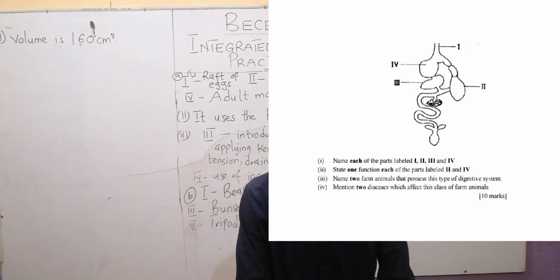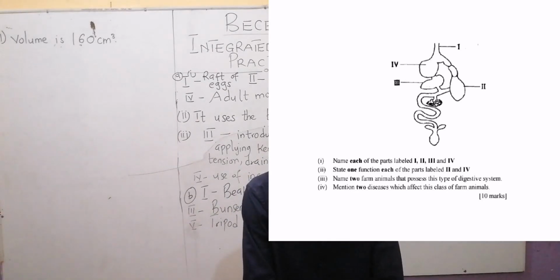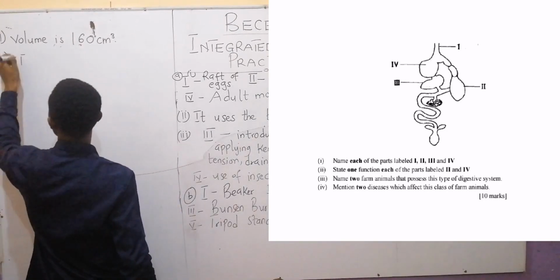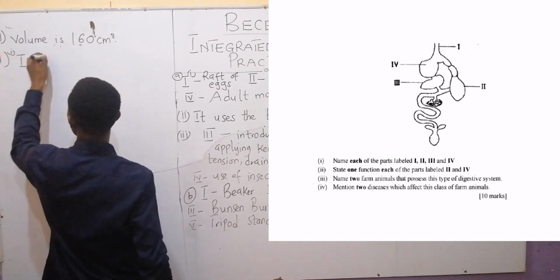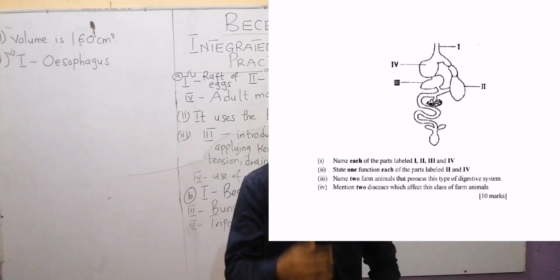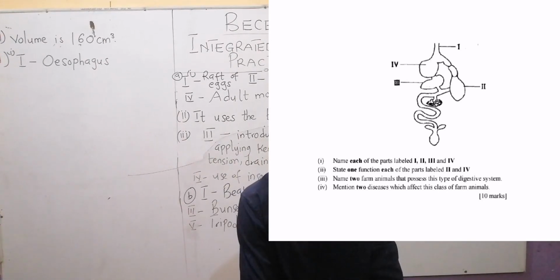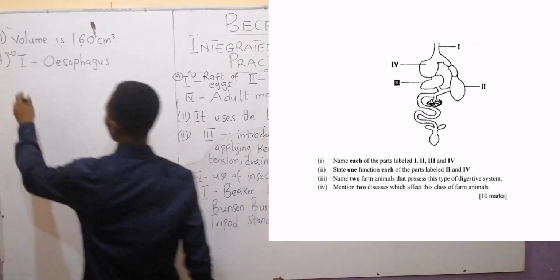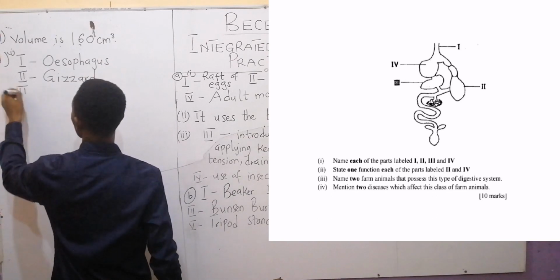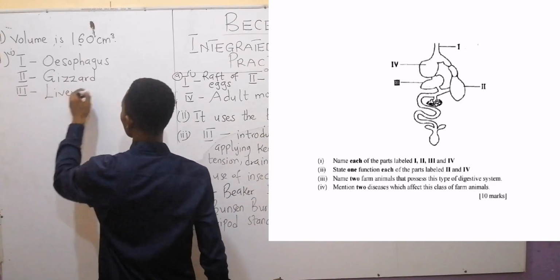The diagram below shows the digestive system of a class of farm animals. Now study the diagram carefully and answer the questions that follow. So I is the esophagus. This one is the digestive system of farm animals, that is ruminants, the animals with the four-chamber stomach, or animals that chew the cud or grass. II is the gizzard. III is the liver, and IV is the crop.